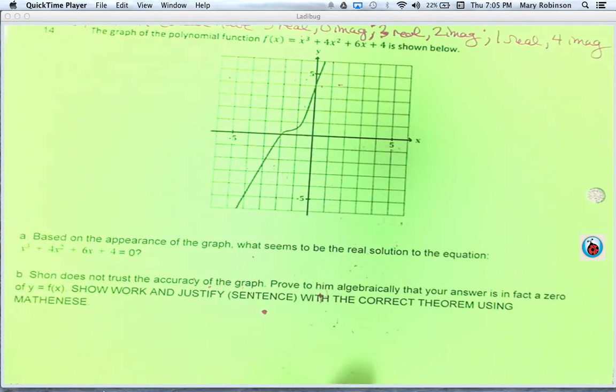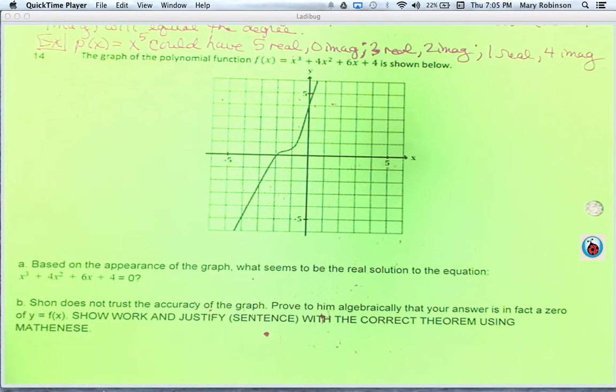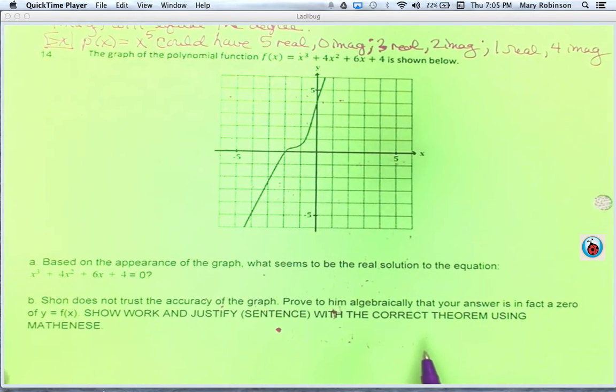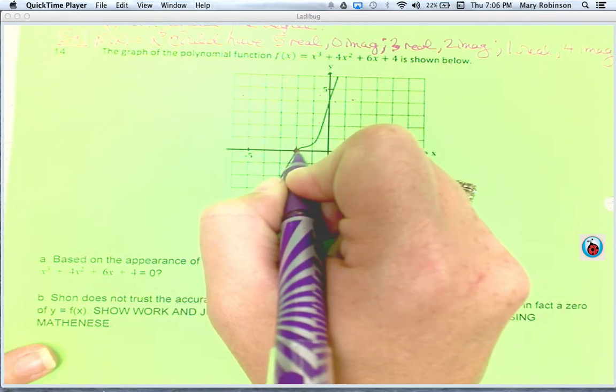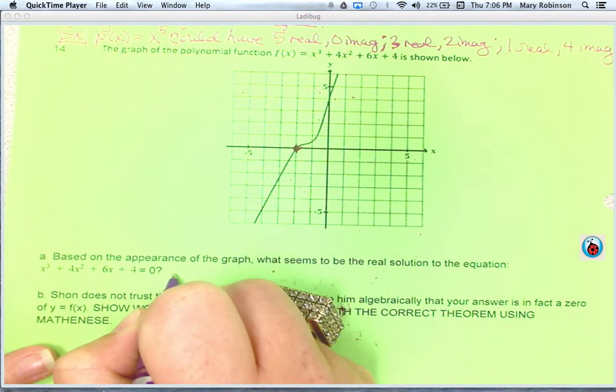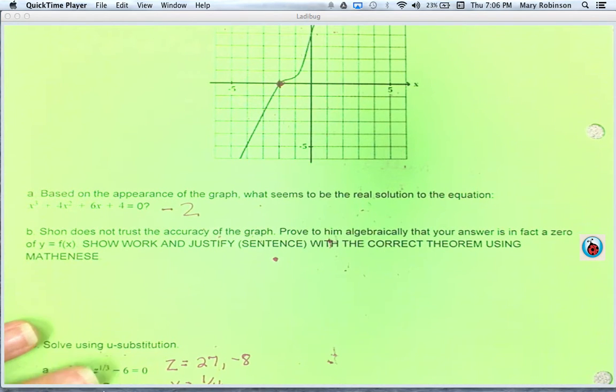All right, this video is to cover problem 14. It says the graph of the polynomial function is shown below. Part A, based on the appearance of the graph, what seems to be the real solution to the equation? So if we look at the graph, the real solution is where it hits the x-axis, so that would be -2.